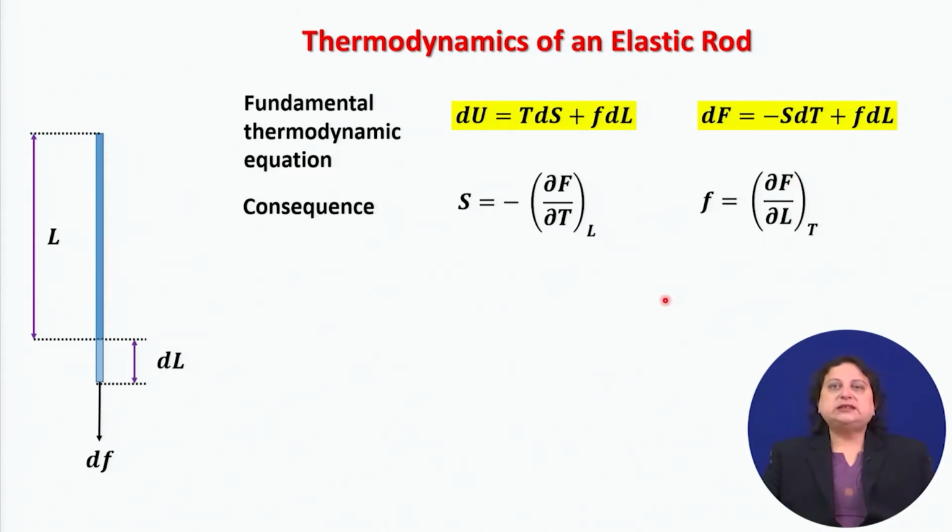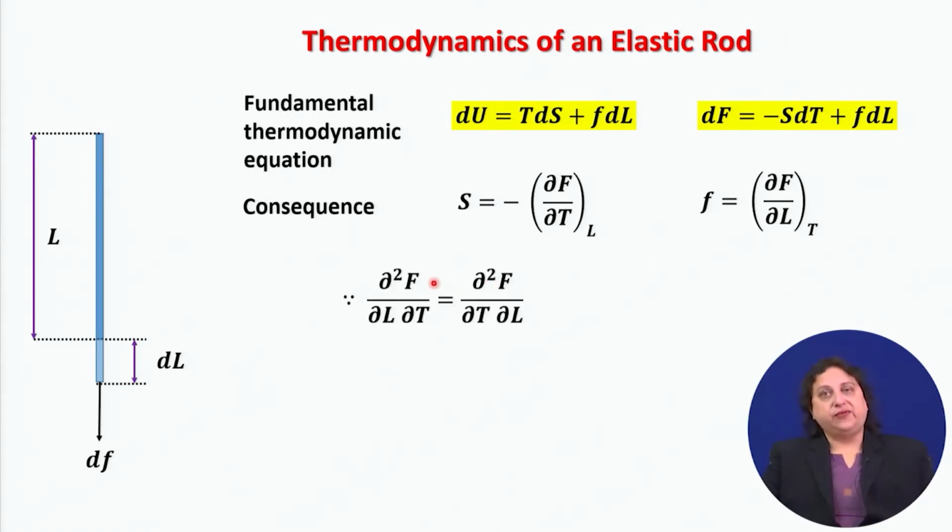So, now you understand that I have used the properties of the first order partial derivative of F to write down these two equations. I also know that the second order derivative of F with respect to L and T should be the same irrespective of the order in which I have taken the partial derivative.